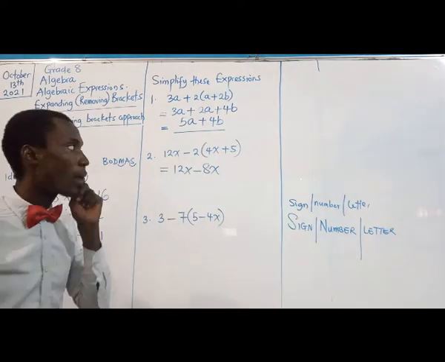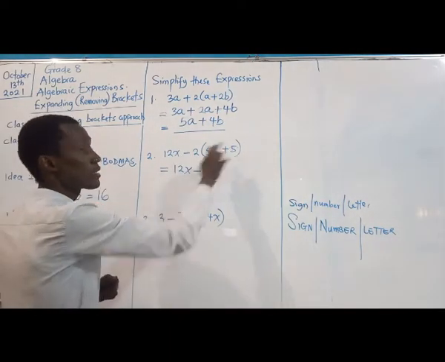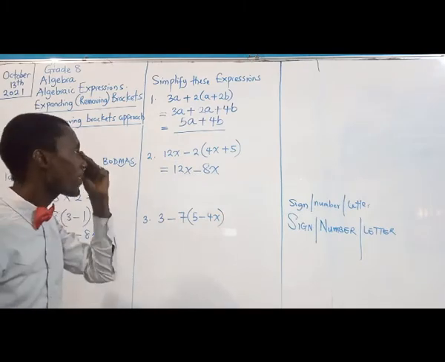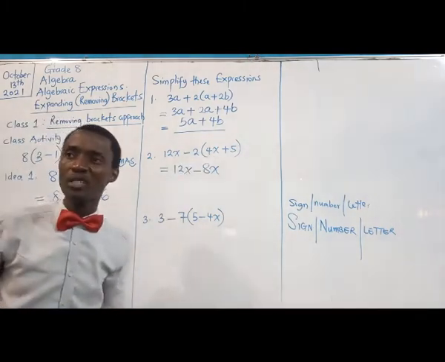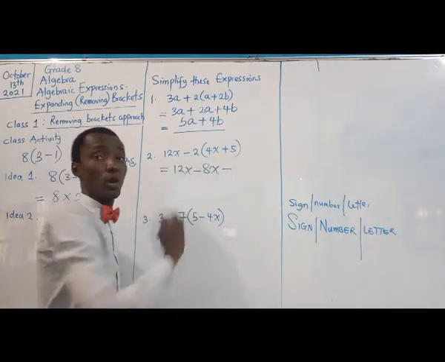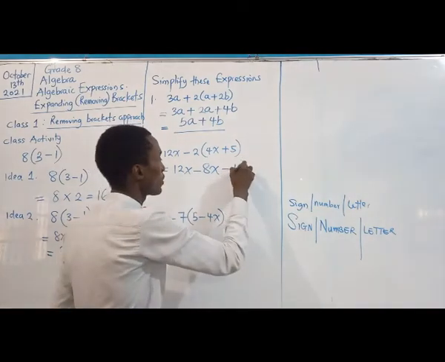That will give me 8x. Now, I have negative 2 times positive 5. Remember that negative times positive is what? Negative. So that will be negative. Then number times number will give me number. That will be 10.